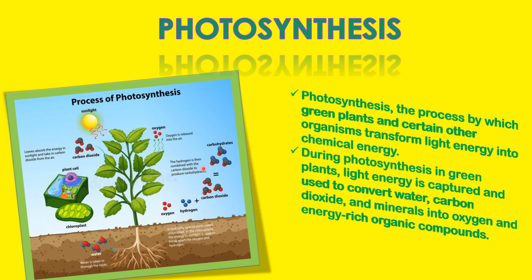The hydrogen is then combined with the carbon dioxide to produce carbohydrates. These are carbohydrates. Hydrogen plus carbon dioxide produces carbohydrates. And here, water is absorbed by roots. Okay, so this is a water molecule.